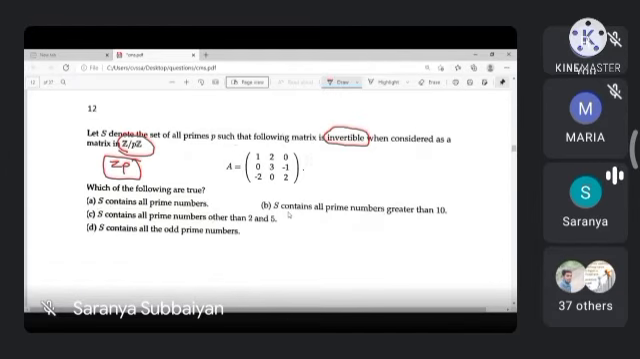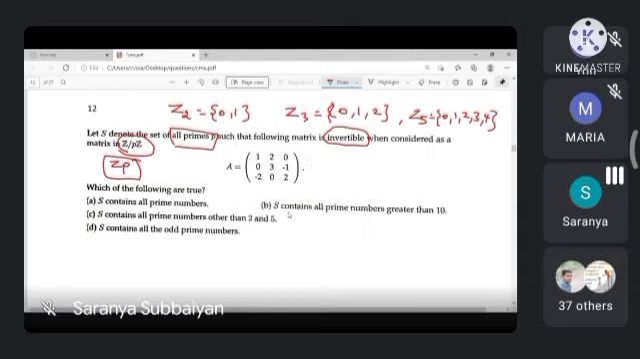Zp represents what? It is mod p, right? Suppose Z2 means the values are 0 and 1. Z3 means the values are 0, 1, 2. Here p represents a prime. Is it clear? So what are the prime numbers? 2, 3, 5, 7. Z5 means 0, 1, 2, 3, 4.